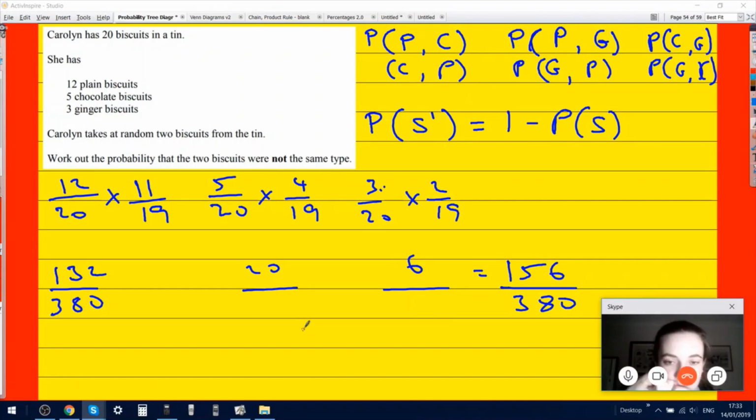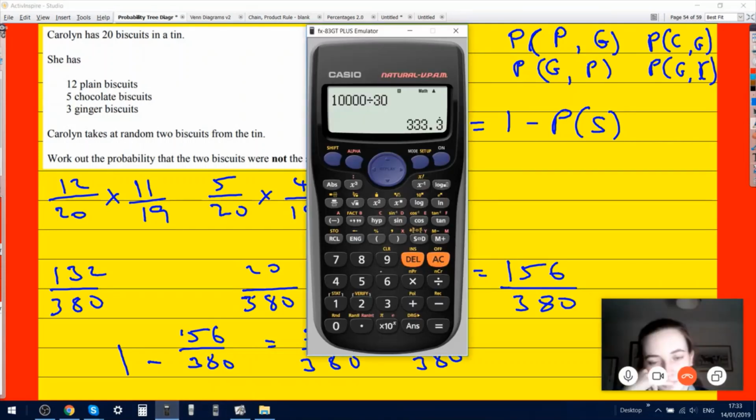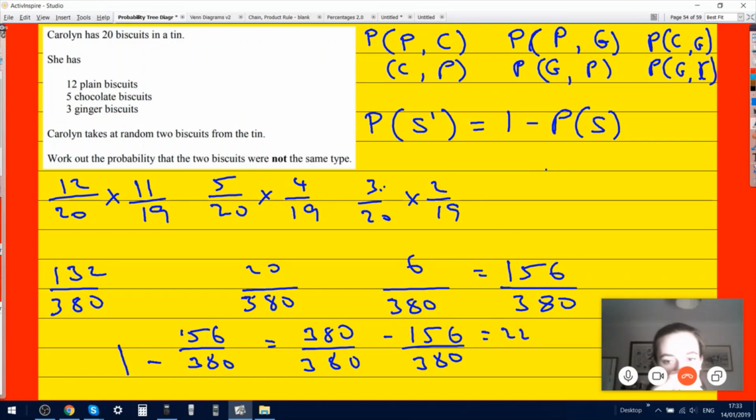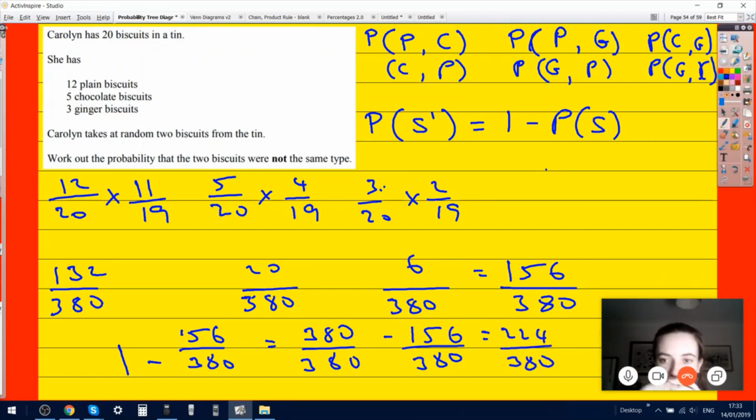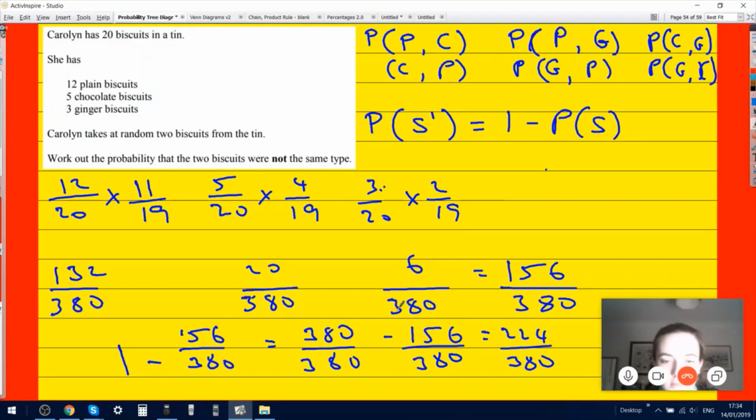Okay, so this one, it was 156 over 380. Is that the final answer? No. What do we have to do? Minus 1. So 1 minus 156 over 380, and 1 is the same as 380 over 380. So 380 take away 156 is 224. Are we slightly off? Let's see. This says 222. So that would be 222.